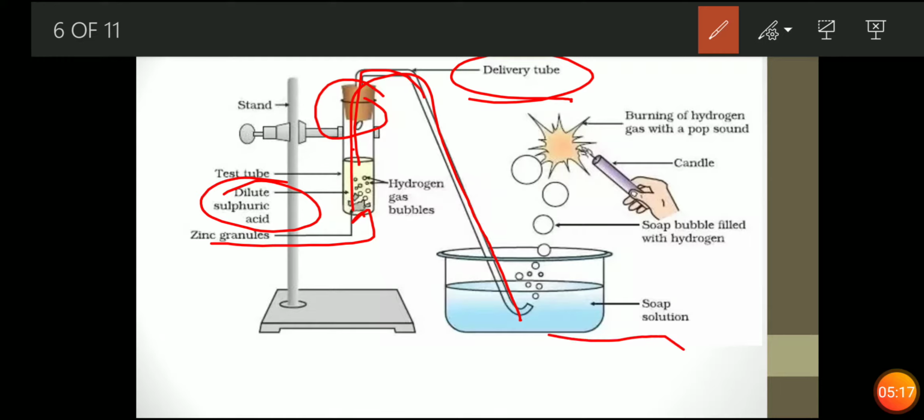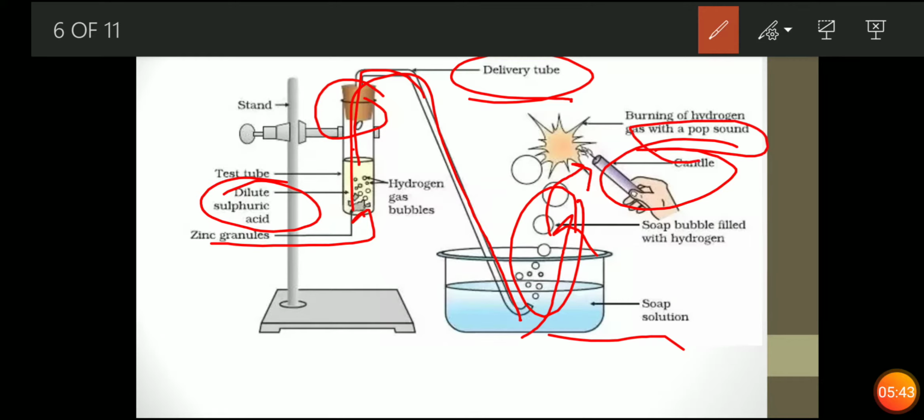Fine. In this soap solution, it will form bubbles. We know that whenever a gas is passed into a water solution or soap solution, it will form bubbles. Now these bubbles containing hydrogen will go upwards. Now we will bring a burning candle near it. What will happen when these bubbles containing hydrogen react with the burning candle? It will burn with a pop sound. This is the test for hydrogen.